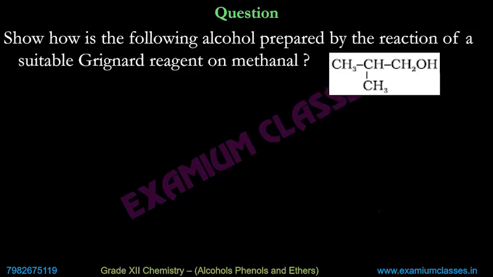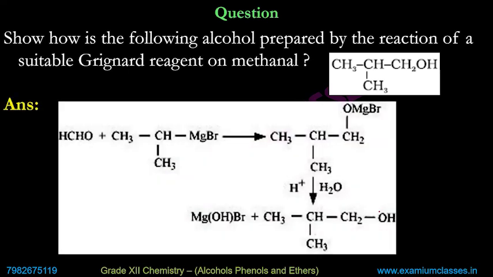Now the question. Show how the following alcohol is prepared by the reaction of a suitable Grignard reagent on methanol. If this question appears, you will use the Grignard reagent. Which Grignard reagent should be used? That will be decided by whatever you have here and what you need.